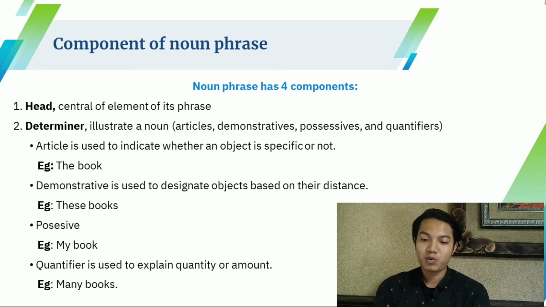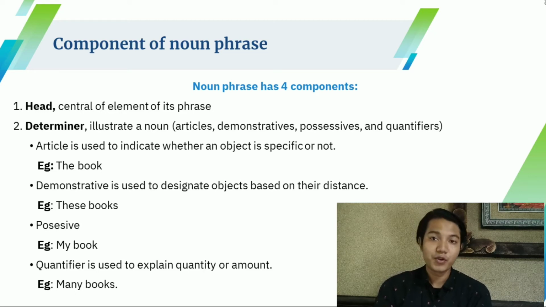And the next one is possessive. Example of possessive is my book, your book, our dictionary, and others. And the last one is quantifier. Quantifier is used to explain quantity or amount. For example, many books, few pen, little sugar, and others.